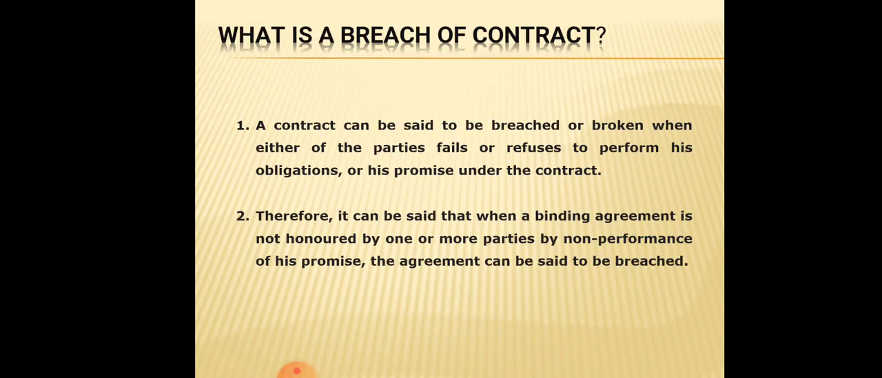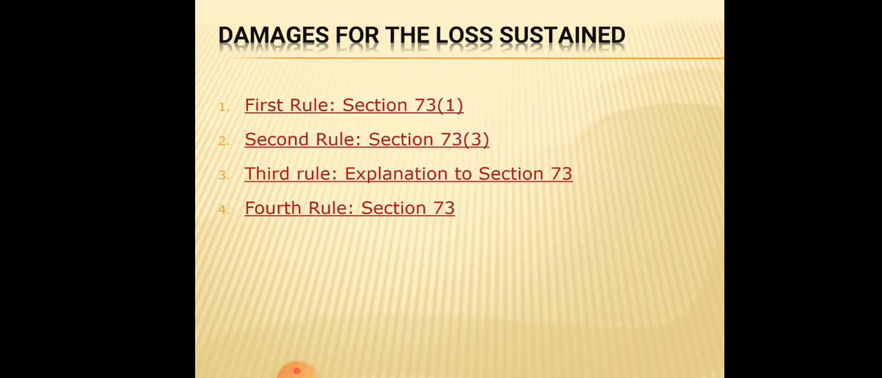What is breach of contract actually? A contract can be said to be breached or broken when either of the parties fails or refuses to perform his obligation or his promise under the contract. Second, it can be said that when a binding agreement is not honored by one or more parties by non-performance of his promise, the agreement can be said to be breached. So in all these cases there are laws which are sustained.